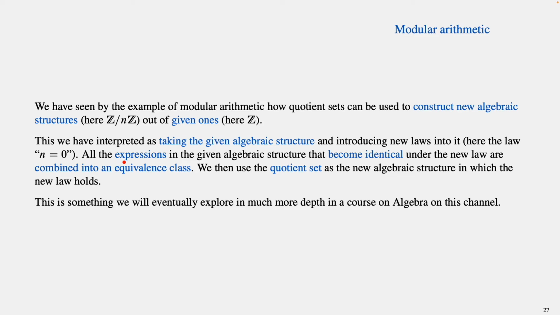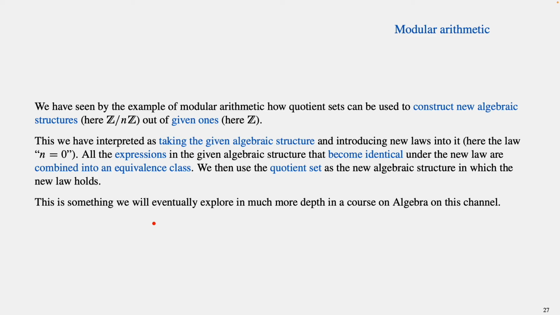And now all the expressions in the given algebraic structure, so in Z, the integers in our case, all those expressions that become identical under this new law are combined into an equivalence class. And then going over to the quotient set as the new algebraic structure, we have a set or an algebra in which this new law holds. It inherits the arithmetic from the given algebraic structure, but then in addition has this new law on it.